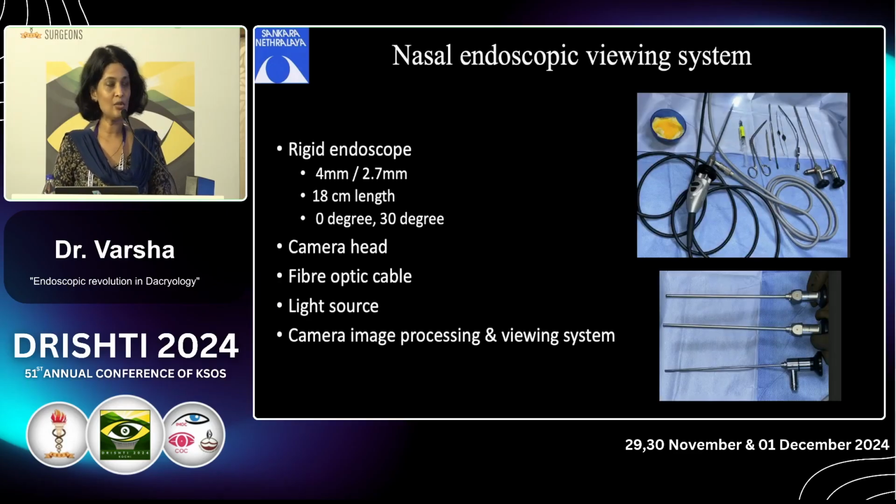The nasal endoscopic viewing system consists of many parts, the most important one being the rigid endoscope. There are two diameters, the 4 mm and the 2.7 mm. The larger diameter is used in adults, whereas the smaller one is preferred for pediatric patients because during probing the space that we work in is very less. There are different angulations available: 0, 30, 45, 70, 90, etc. But 0 and 30 degree angulations are commonly used. The 30 degree one helps us to have a better view of the lateral wall of the nose.